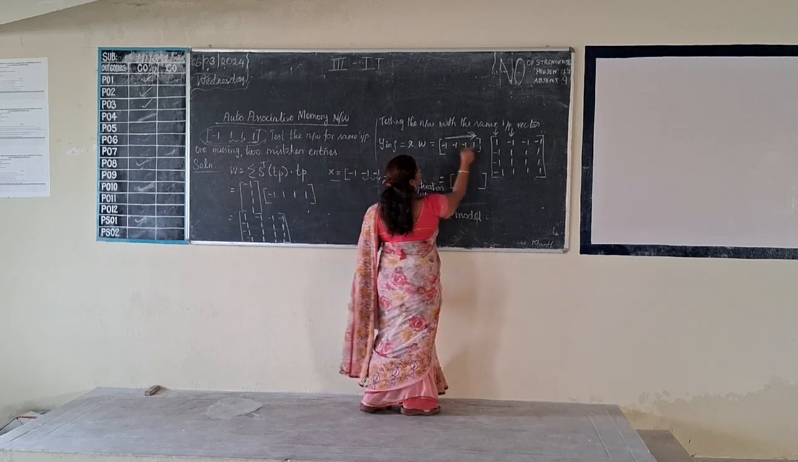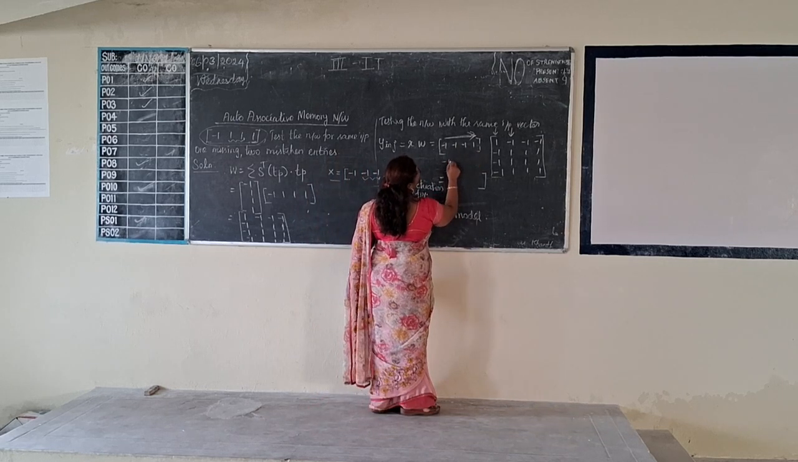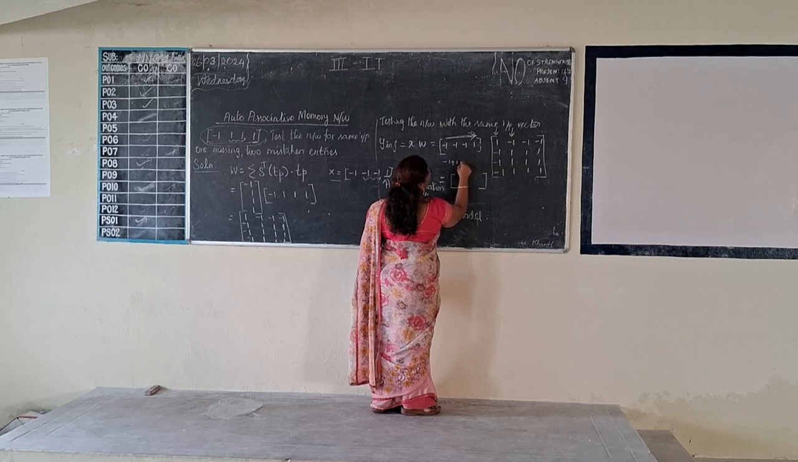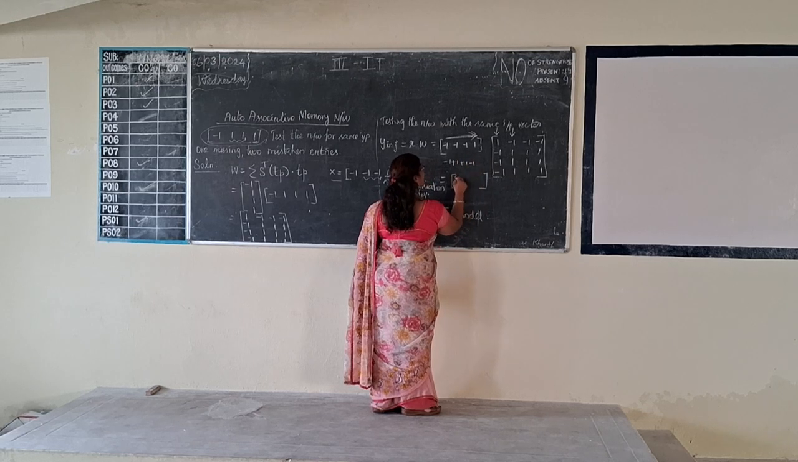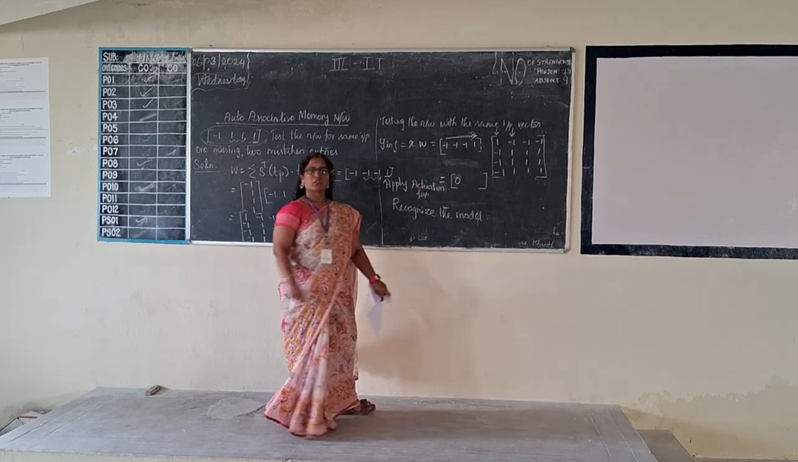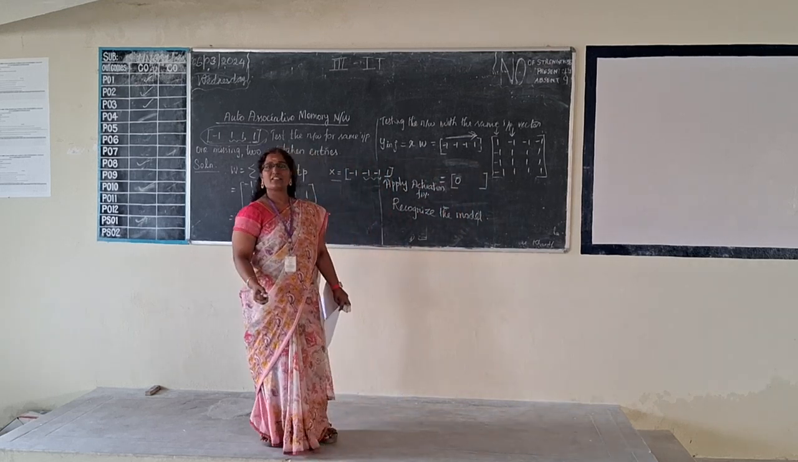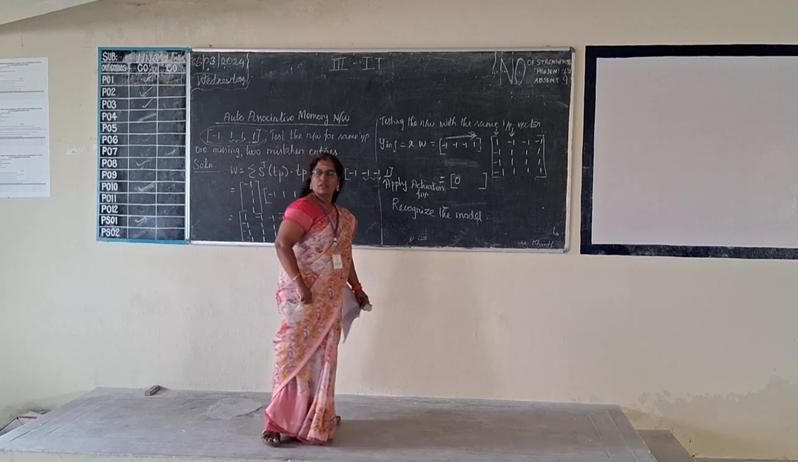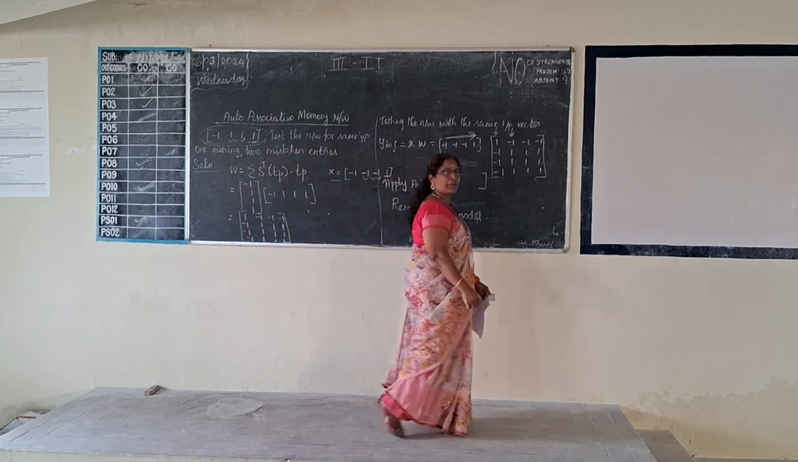Dhaneshwar, what is the answer? 0. So this will be -1. This will be +1. Again +1. -1. It will be 0. Next. Next. I expected the answer from Vijay.